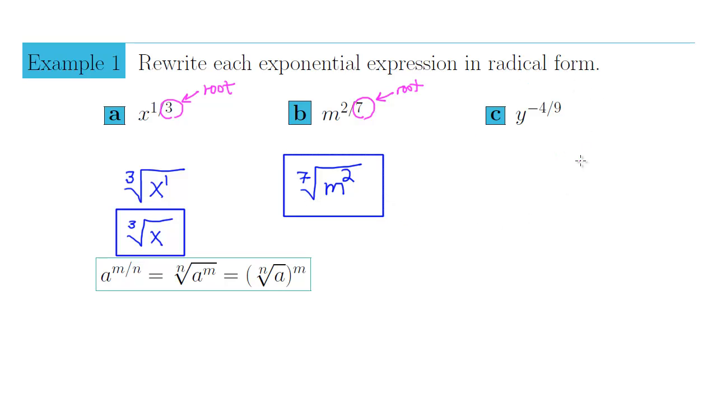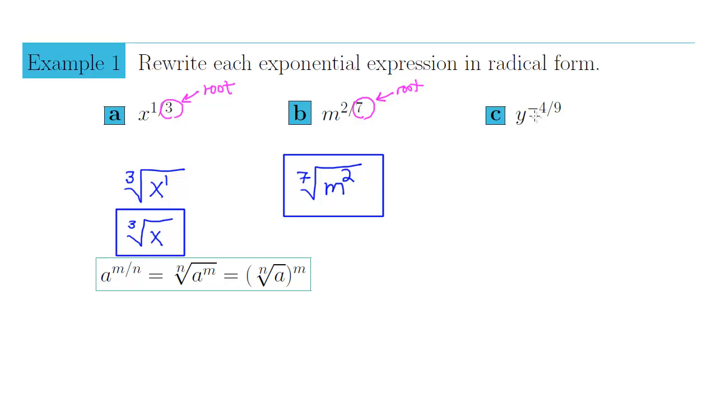All right, so let's take a look at this last example. Y raised to the negative 4/9. Now what makes this example more challenging is, of course, the fact that it's a negative exponent. But we know what to do with negative exponents in order to make them positive. Once we have a positive exponent, then we can just apply the definition much easier. So let's convert this negative exponent into a positive exponent.